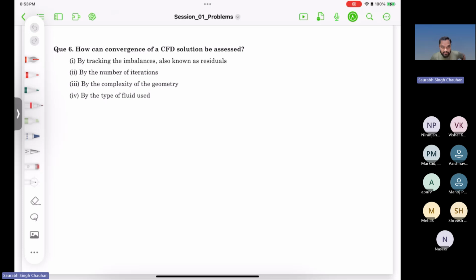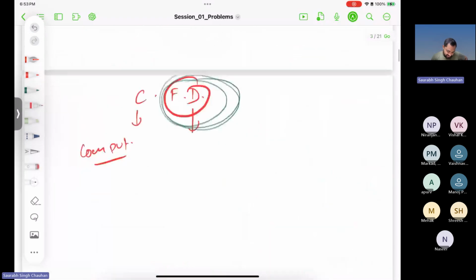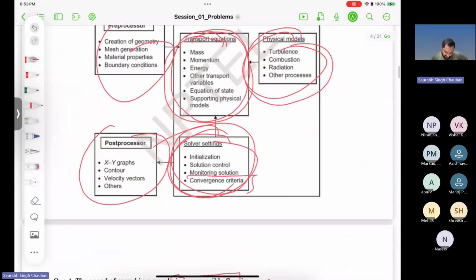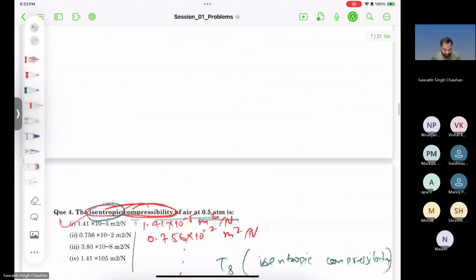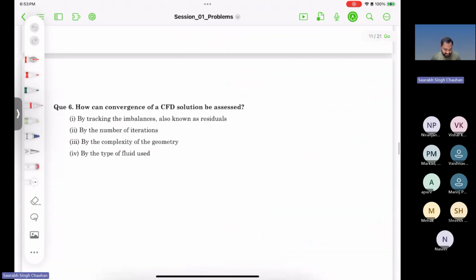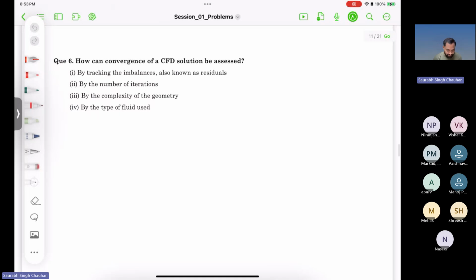We have discussed this when we were discussing this diagram. Someone asked about this convergence. By convergence, what we mean is that the value of any parameter or quantity should converge to a value. For example, if you know that the correct value is 30 meter per second, then in the first iteration you get 25, then 28, then 29, then 29.5, then 29.75. If it is going like that, then most probably it is converging, going towards the correct value.